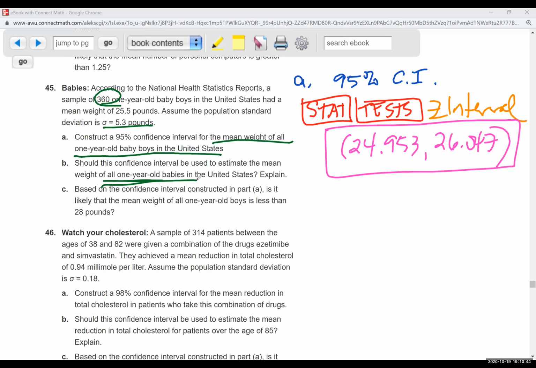Would it be no, because we're only confident in 95%? The answer is no, but there's another explanation for that. Any other explanation? What do you think? So the answer is no. So again, read it carefully. Should the confidence interval be used to estimate the mean weight of all 1-year-old babies in the United States?